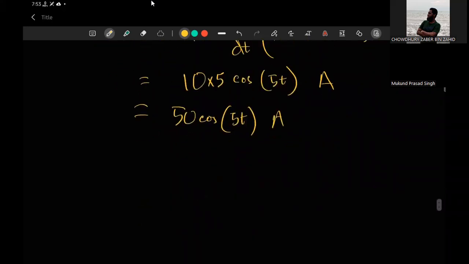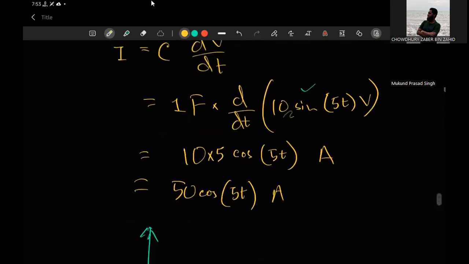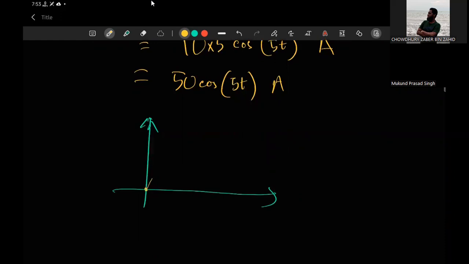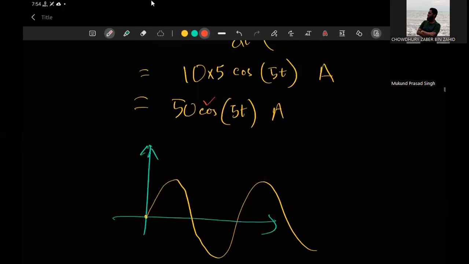So if you plot them on our graph, if you apply the voltage 10 sine 5t, the sinusoid starts from 0, because sine 0 is 0. But for the cos, here we have 50 cos 5t, the value of cos 0 is 1, so it starts from 1. If you don't remember, the graph was something like this. So this is the cos curve and this is the sine curve. The cos curve is basically just a shifted sinusoid graph, right? So that is why we see this phase shift.